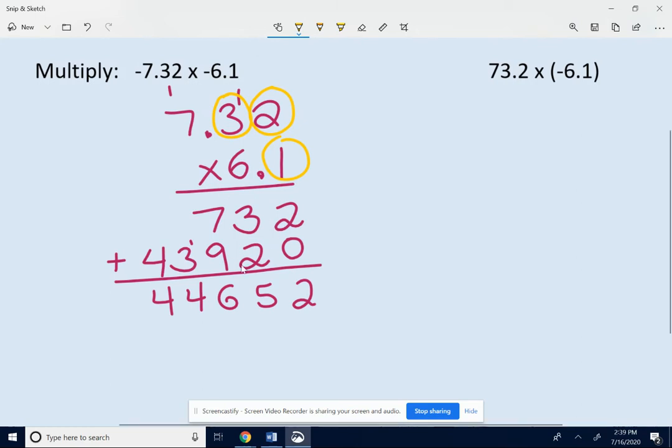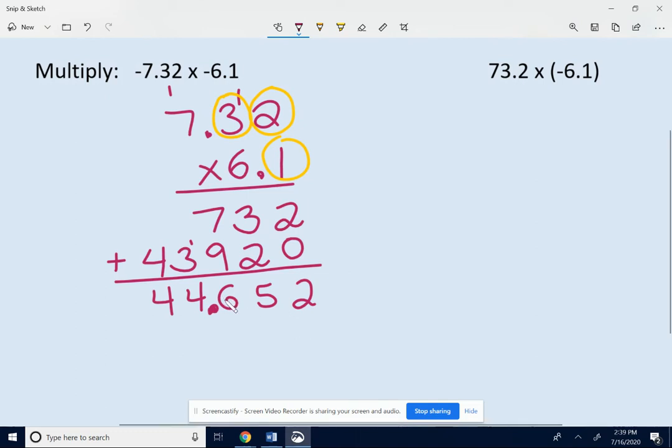So in your answer, there needs to be the same total number of digits after the decimal point. So 3. I need to put the decimal point so that there are 3 digits that follow it. So I need to put the decimal point right there. 44.652. That's the answer to my decimal multiplication.